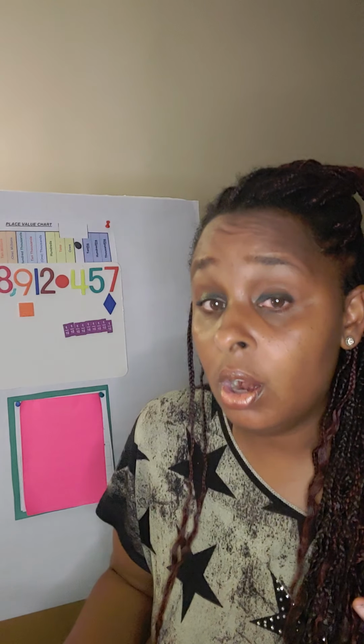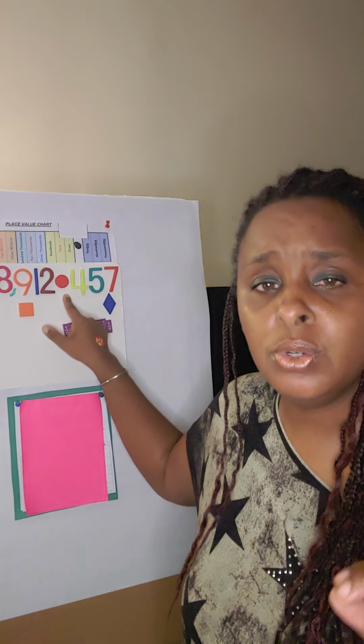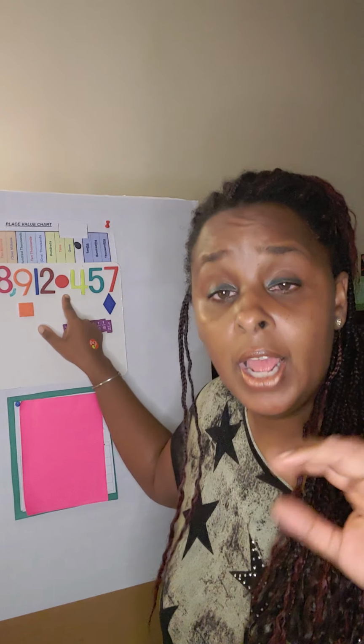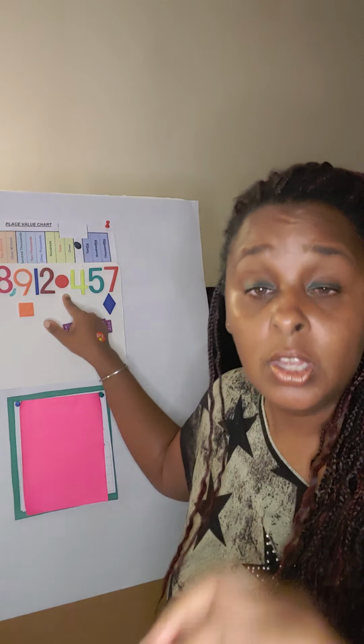And so how do we determine which parts are whole and which parts are parts of a whole, or less than one? We use a decimal point, which helps us to determine the values of these digits. All the numbers that fall to the right of the decimal point are parts of a whole. All the digits that fall to the left of the decimal point are whole numbers.